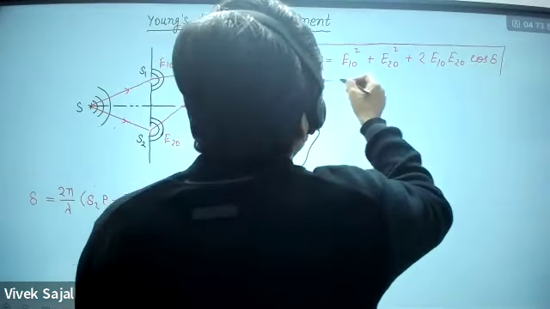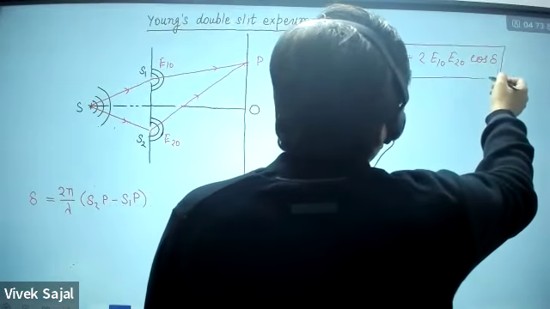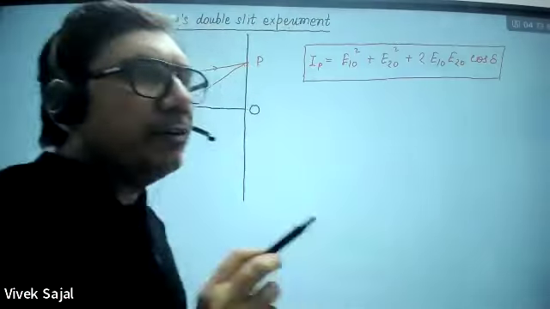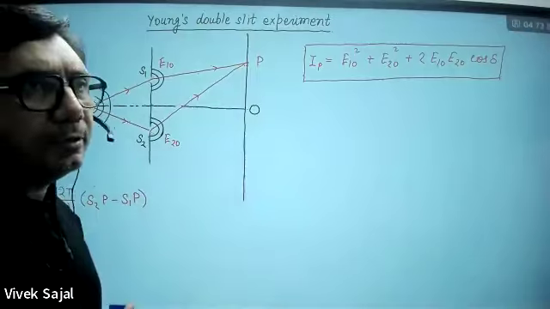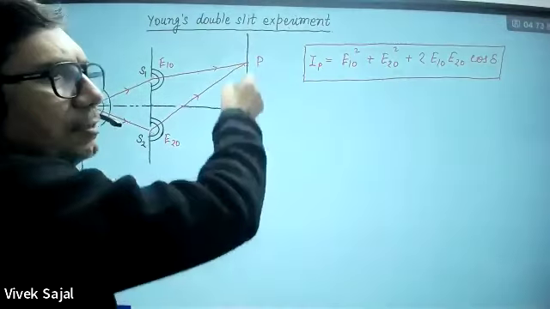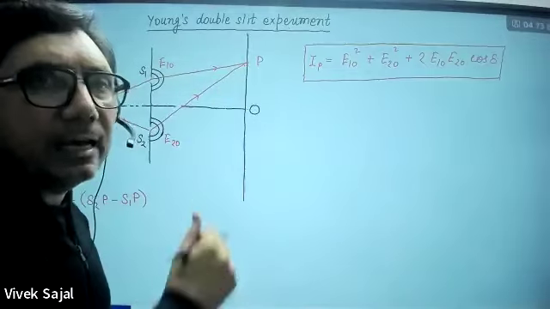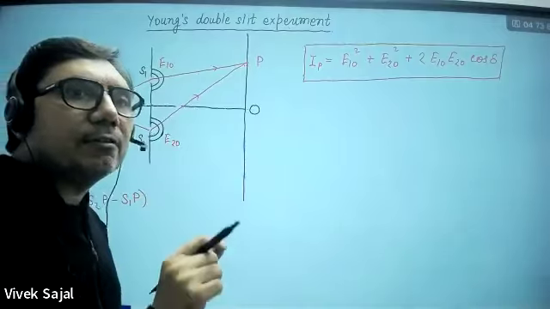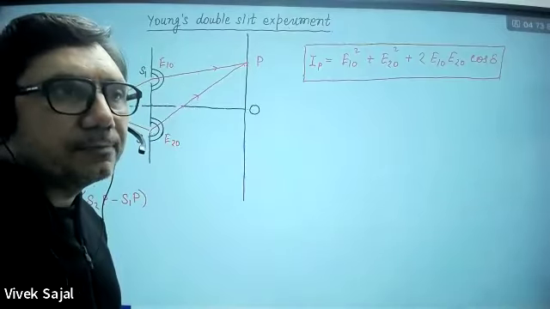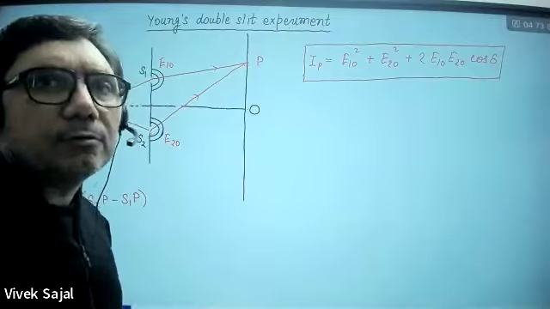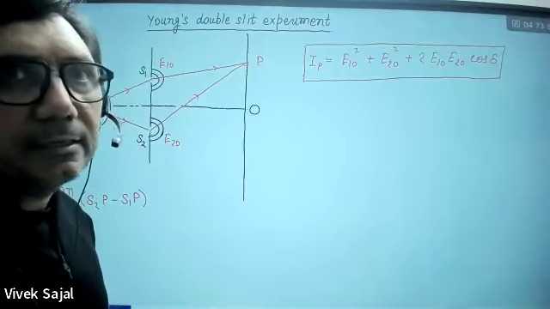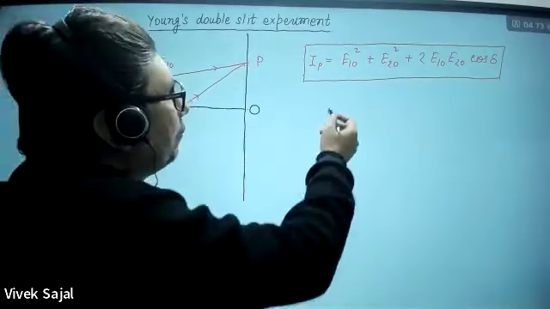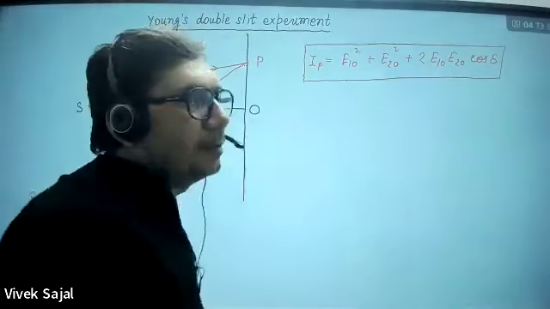So you can find out the intensity at any arbitrary point if you know the phase difference at that point. Any point you can choose and you can find out the intensity with the help of this formula. But only one thing you have to do, you have to find out the phase difference at that point. So how you are going to get phase difference, I will calculate it. Okay? But before that, now look at this formula.